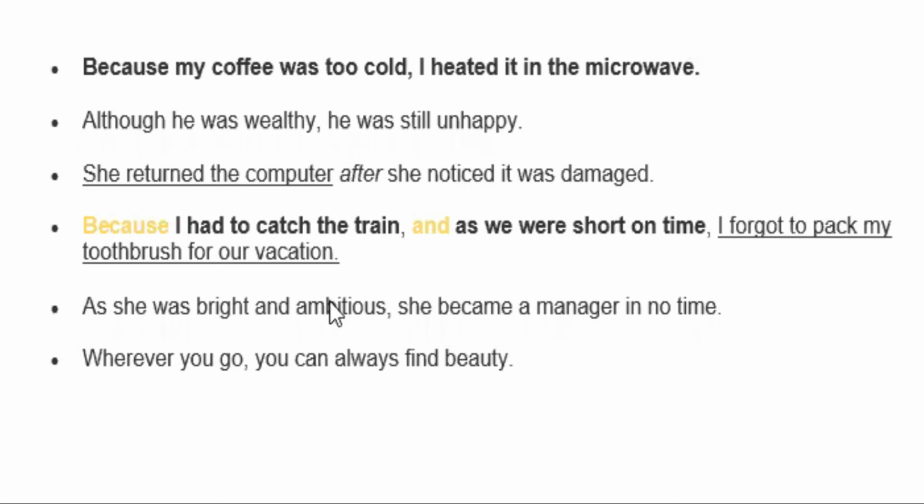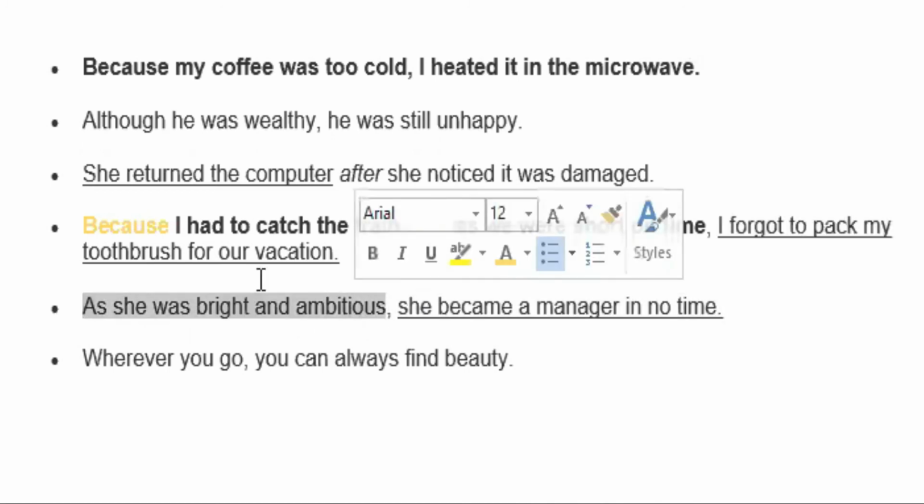The second to last one, hold on. If there's no more questions, I'll move on. Good, so let's see. Antoine Williams, can you read the second to last sentence for me? As she was bright and ambitious, she became a manager in no time. Very good. Our independent clause is She was bright and ambitious. No. Guess again. She became a manager in no time is our independent clause. Very good. And so it therefore means all of this is our dependent clause.